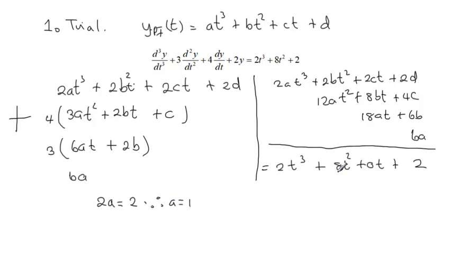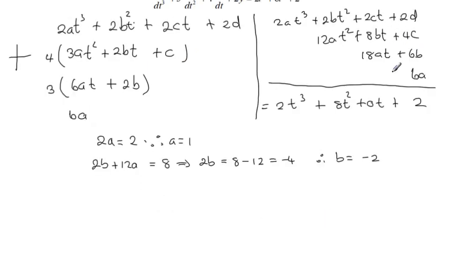Now coming to the quadratic expression, what we have here, we've got 2b plus 12a. 2b plus 12a equals 8, which is our coefficient for the quadratic term. But already we've got that a is equal to 1, which means 2b equals 8 minus 12, which gives us minus 4. And looking at these two, we conclude that b is equal to minus 2.